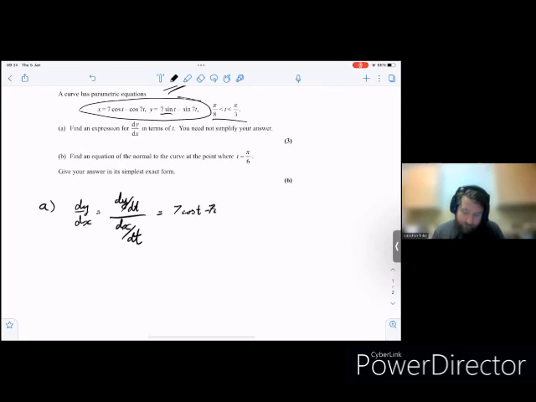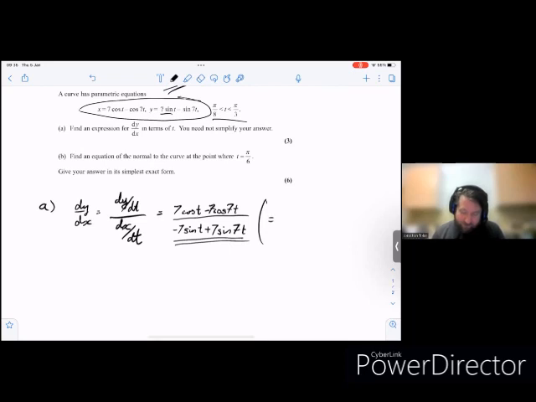Sorry, 7 cos 7t, using the chain rule. And that's divided by dx by dt, so that becomes minus 7 sine t, and the cos 7t will become minus sine 7t, so that becomes plus 7 sine 7t. Oof. It says you need not simplify your answer. So, as much as I want to simplify that, we don't need to. So maybe I should just leave it as it is. Maybe I'll put in brackets.